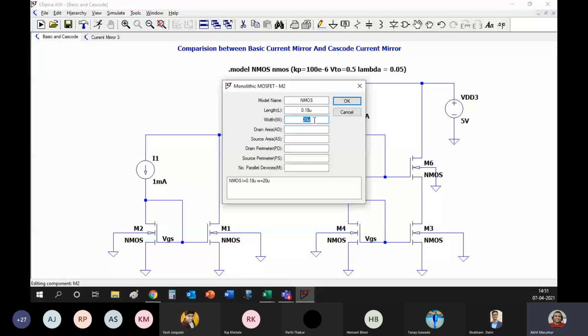What we are actually doing is designing a current mirror using orbit technology, where the length of each transistor is 0.18 microns, and to adjust the current we are only changing the width. So L of all transistors M1, M2, M3, M4, M5 and M6 will be 0.18 microns, and the width of all transistors to start with will be 20 microns. Is it clear, Shubham? Yes, sir.